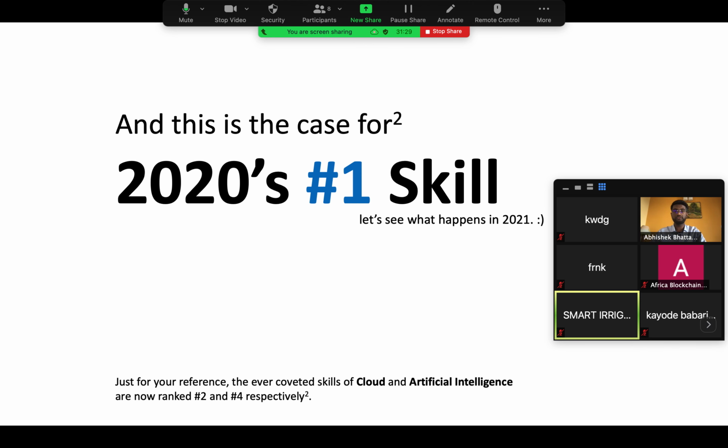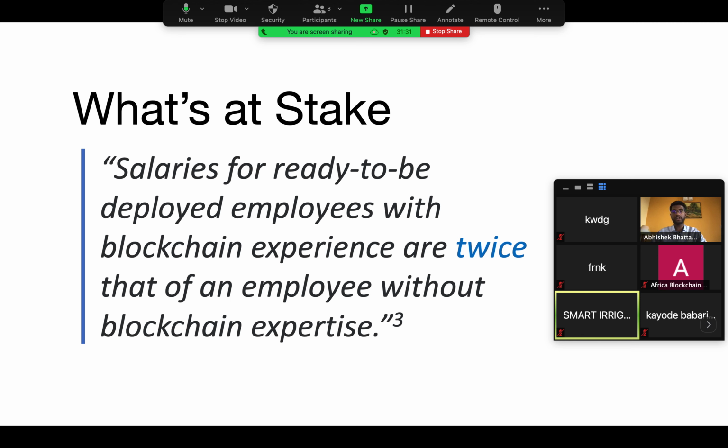So that is something that we have to keep in mind. To support that, one data point here, by the CEO of Randstad India, is that salaries of ready-to-be-deployed employees with blockchain experience were twice that of an employee without this particular skill. This shows you that blockchain people are earning way more. So in case you are running a startup, you have to be very well aware.